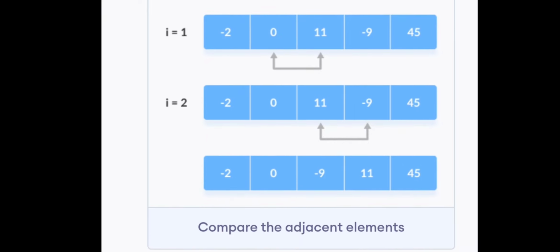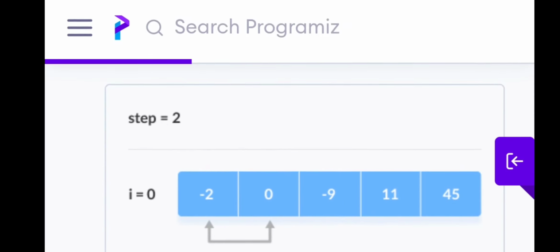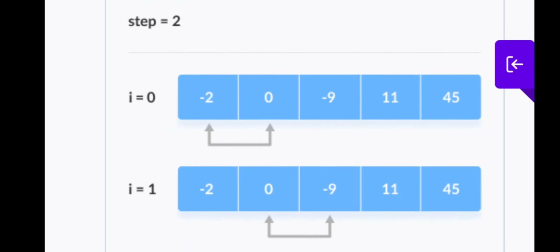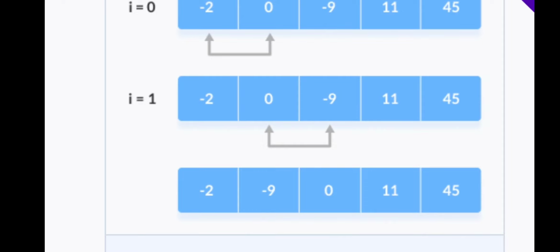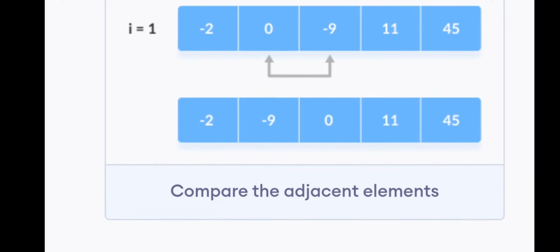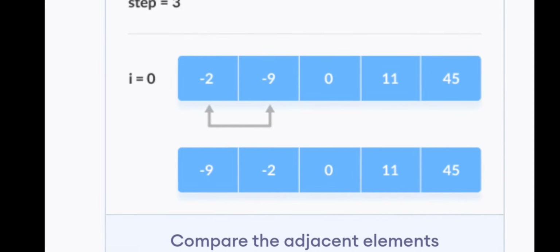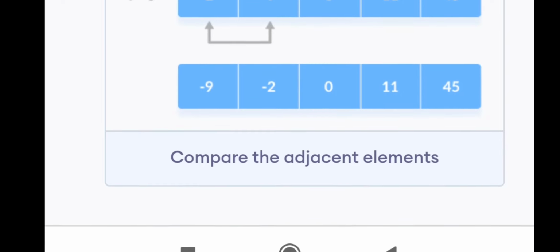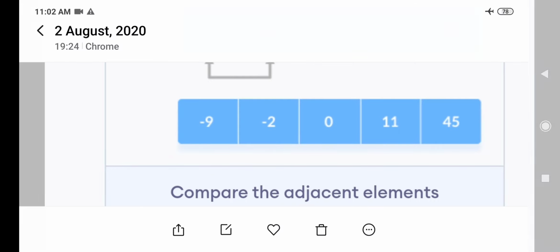Again compare the adjacent elements. -2, 0, okay, 0, -9, so -9 is less than 0, so -2, -9, 0, 11, 45. Next, again compare the adjacent elements. See -2, -9, which one is less? -9, -2, 0, 11, 45. Okay, this is a sorted array.